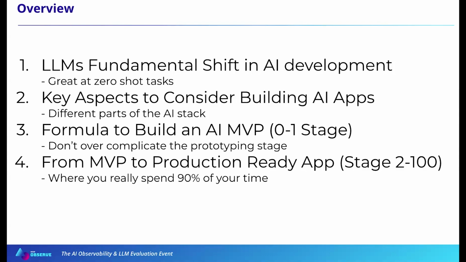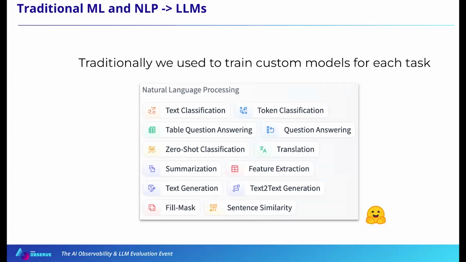Then I want to break it down into two stages of development. Stage one is the MVP stage. You get something out there, it kind of works. You validate if something's working, test it internally. Then you have to go to stage two, which is making your app robust. This is where about 90% of development sits to make stuff good. That's why I call it stage 2 to 100. But let's kick off.